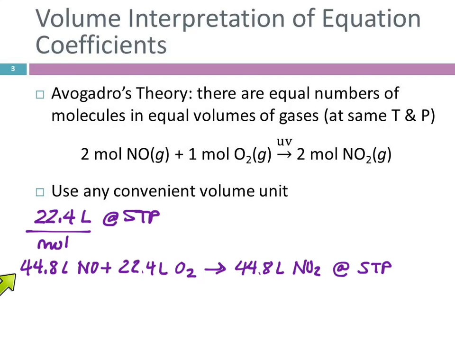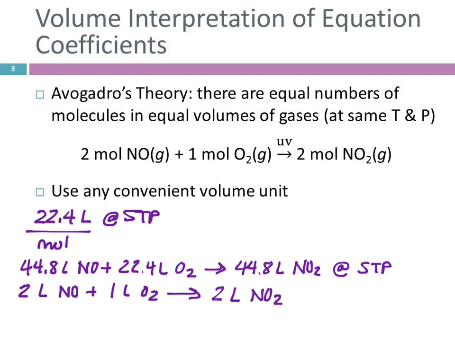So we could use this to convert. But the cool thing about gases is, even at other temperatures and pressures, as long as you're not changing the temperature and pressure, if you have equal numbers of particles, you have equal volumes. And so instead of mole in this equation, we can put any convenient volume unit for gases. So we could also write this as 2 liters of NO plus 1 liter of oxygen would result in 2 liters of NO2.